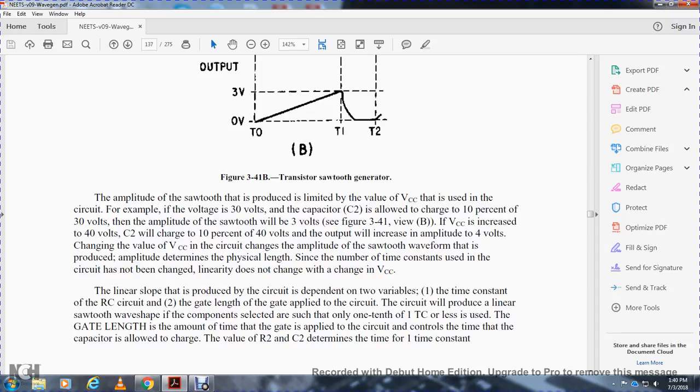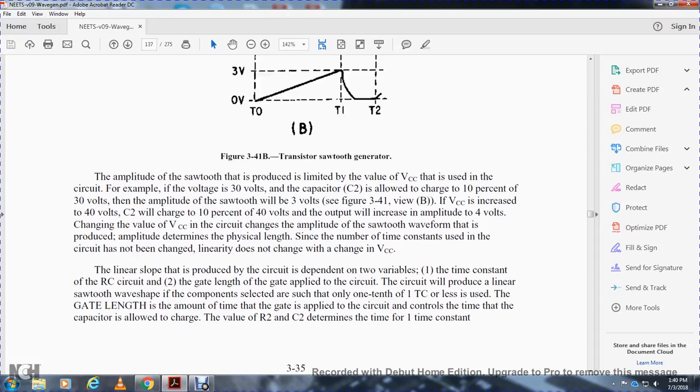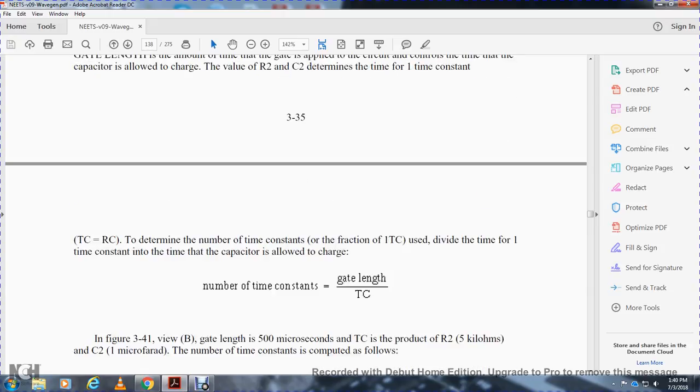The circuit will produce the linear sawtooth shape if the components selected are such that only one tenth of one time constant is used. The gate length is the amount of time the gate is applied to the circuit. It controls the time the capacitor is allowed to charge. The values of resistor 2 and capacitor 1 determine the time for one time constant.